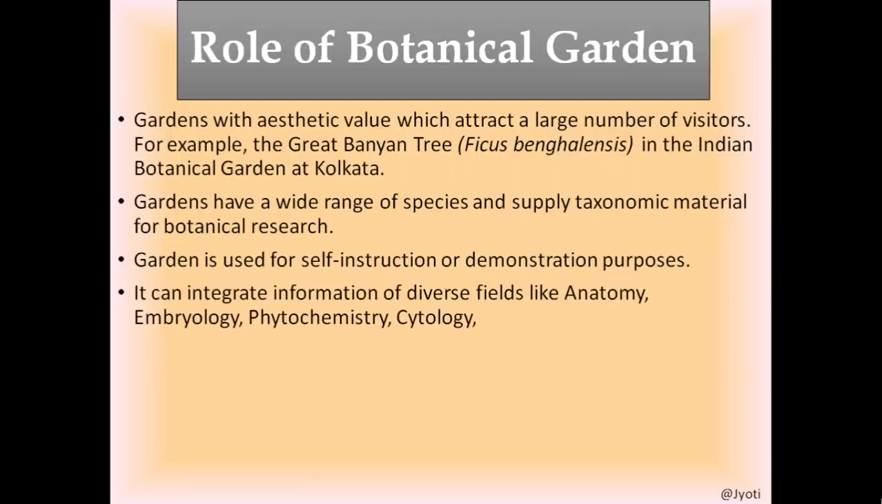Okay, it can integrate information of diverse fields like anatomy, embryology, phytochemistry, cytology, physiology, and ecology. Anatomy, that is internal structure. Embryology, its development. Then phytochemistry means chemical products of the plant. प्लांट से क्या क्या chemical products मिलता है. Then cytology, how is the cell structure and what different functions of different types of cells located in different parts of the plant. Then physiology, different functions of this one, and ecology.